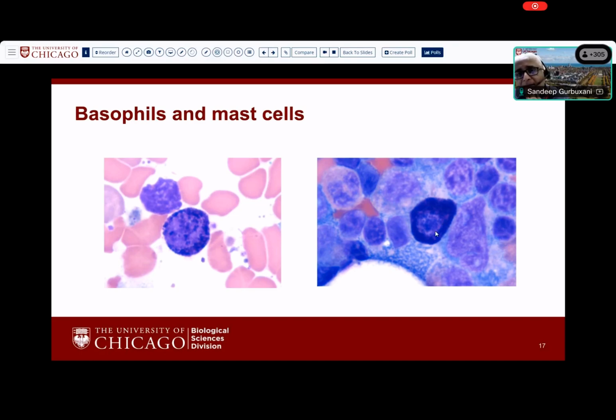This is a mast cell that looks very similar to a basophil, except you can see that the nucleus here is a single round nucleus, and again, you have a lot of coarse granules that are present in the cytoplasm.